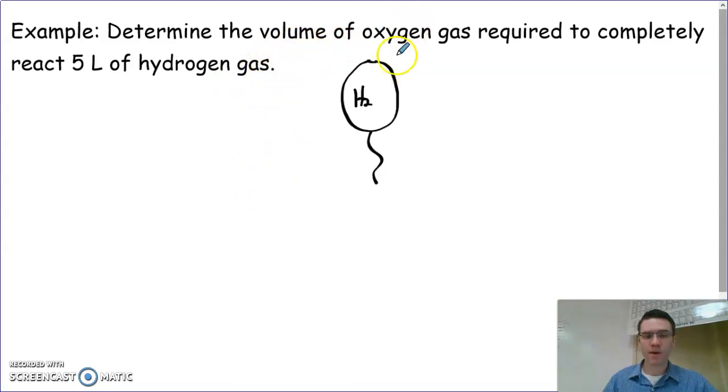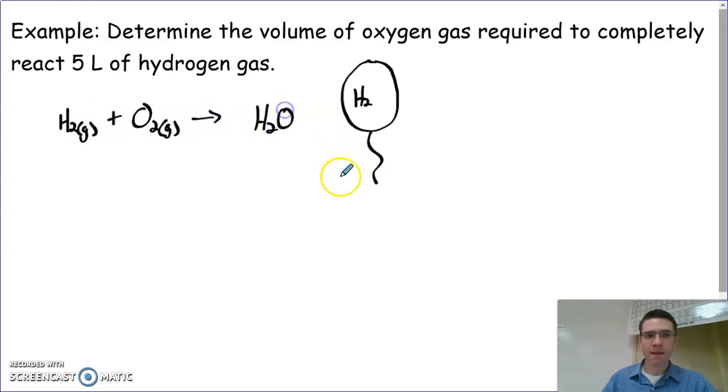And so what do I want to do here? I want to write the chemical reaction first. So we're going to say our chemical reaction over here: H2 gas plus O2 gas produces H2O. And we want to balance this, so we need 2 of these and 2 of these. And it wants to know what's the volume of oxygen gas required, so I want to figure this out, to completely react 5 liters of hydrogen gas.